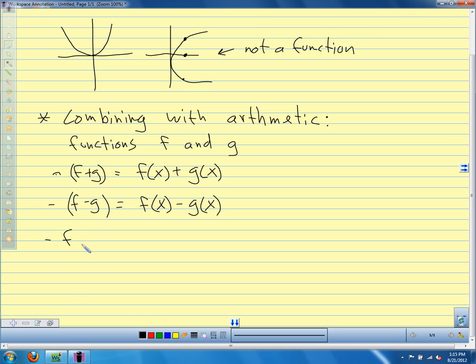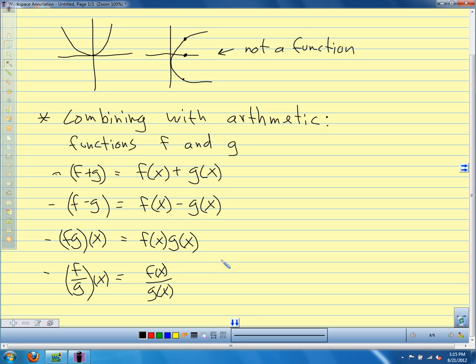f times g, and the way we write that is f times g with the x in the parentheses. We're just multiplying the two functions. And then our quotient, f over g. We're just dividing the two functions.